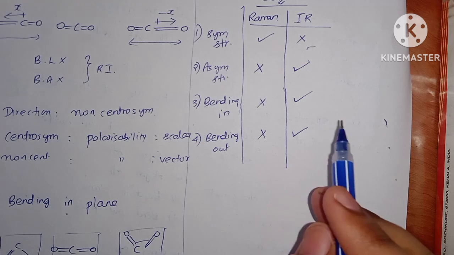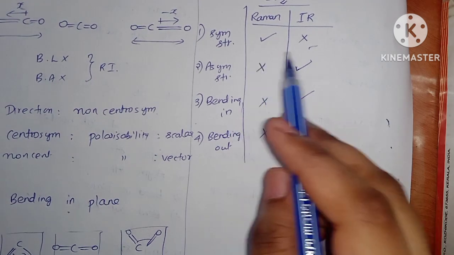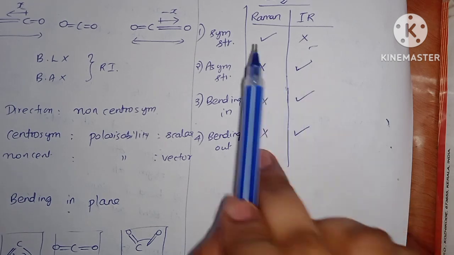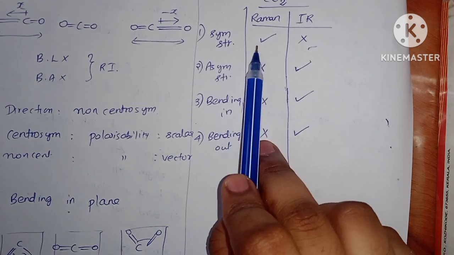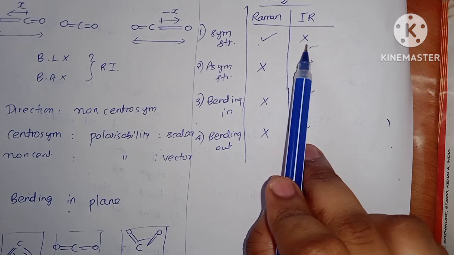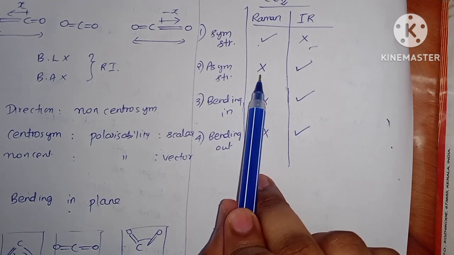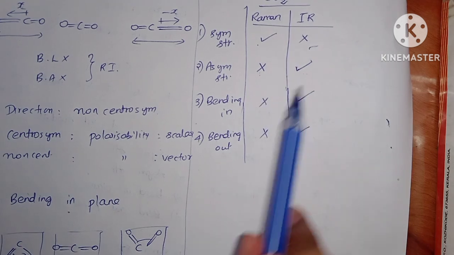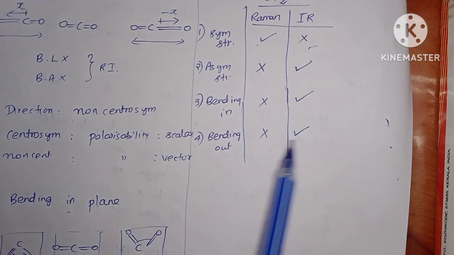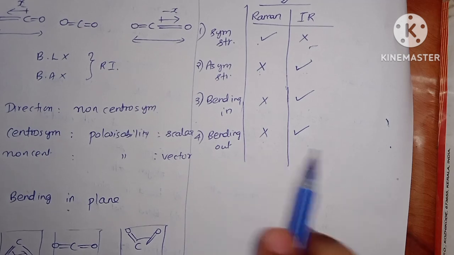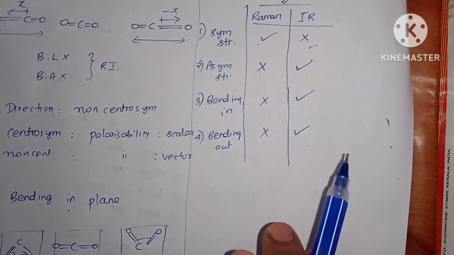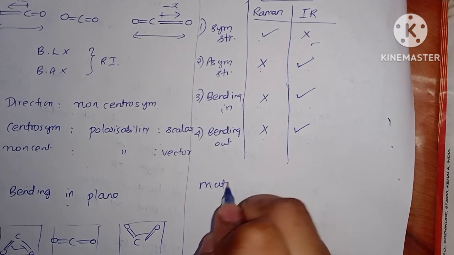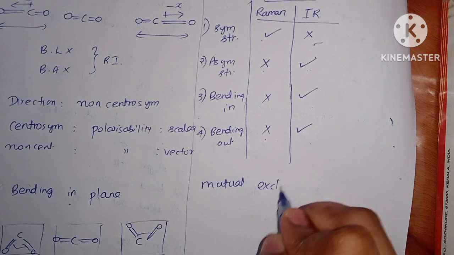And one more thing we can see from here. Here the Raman activity and IR activity are complementary to each other. If that mode is Raman active, then it is showing IR inactive. If it is Raman inactive, it is IR active. So there is a complementarity between Raman activity and IR activity, which is known as the mutual exclusion principle.